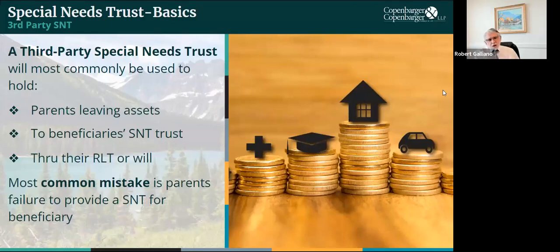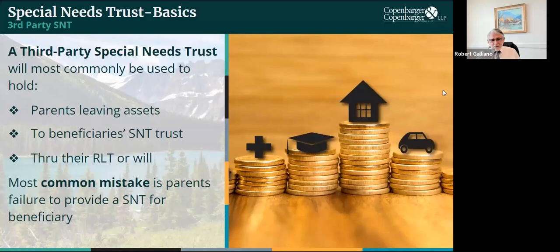The use of a third-party trust is generally when parents leave assets to a disabled beneficiary. The terminology in a revocable trust should always be that the parents are leaving X number of dollars or a percentage of the estate to Jack's supplemental needs trust. So the terminology within a revocable trust, if you're leaving an inheritance, is to leave it to the beneficiary's special needs trust. It can be done through a revocable trust, RLT, revocable living trust, or through a will.